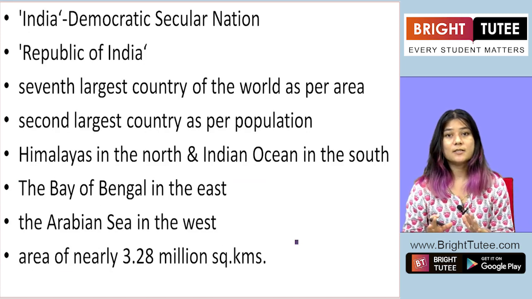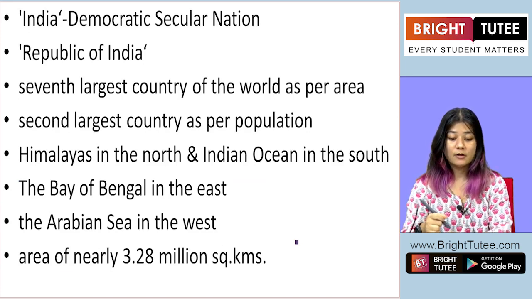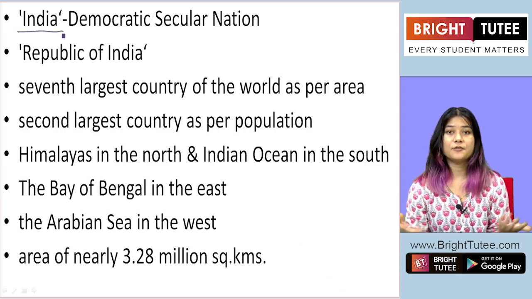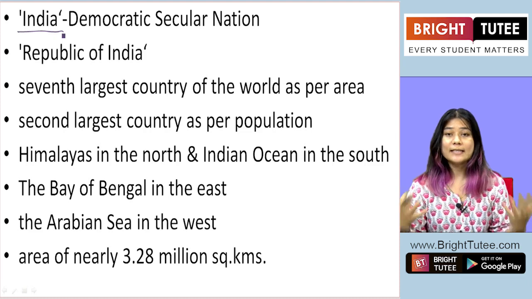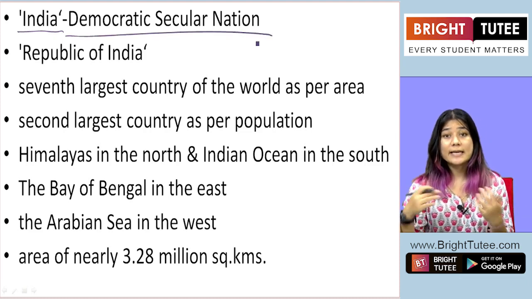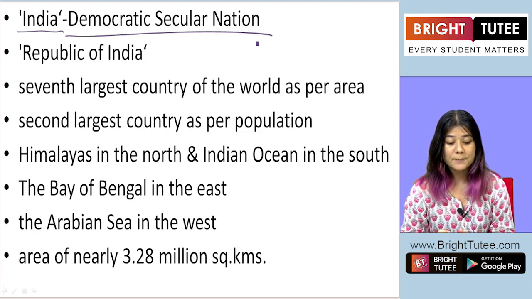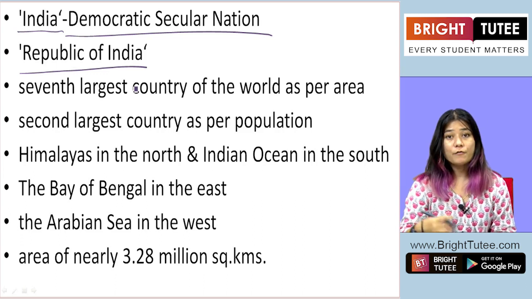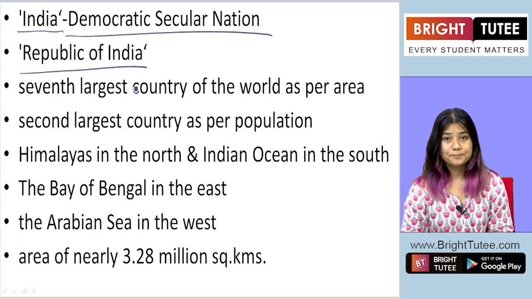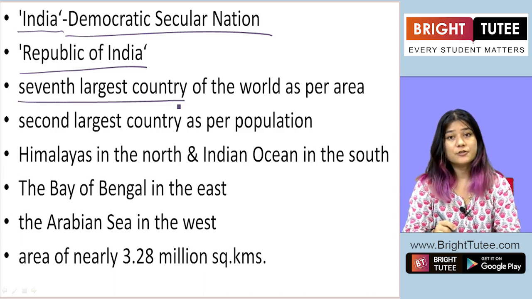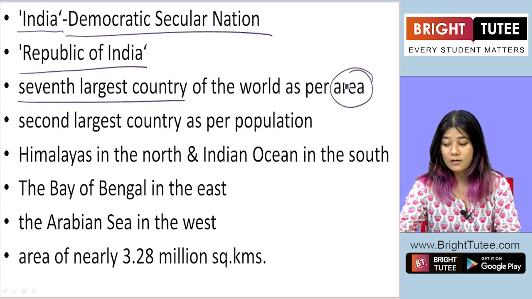Now let's discuss more about our country, alright. So whenever we say India, our country, okay, when we say what kind of country is it, then we say it's a democratic, secular nation, okay, and it is also known as the Republic of India, alright. India is the 7th largest country in terms of area, okay.